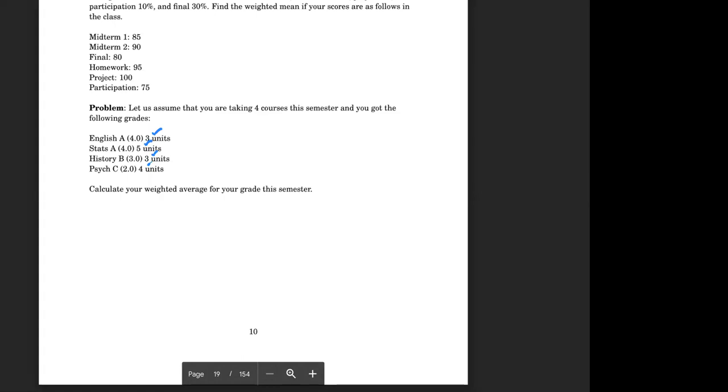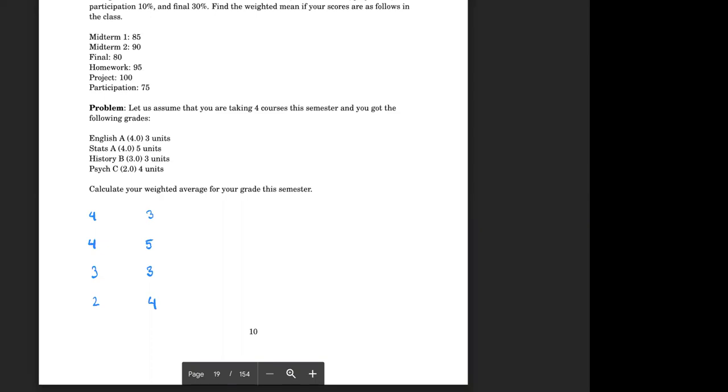So let me label these grades. A means you're getting 4 for English. For stats, you got 4 as well. For history, you get 3. For psych, you get 2. Okay, I'm going to write it here so that I have more space. 4, 4, 3, and 2. And these are your grades, and the units are 3 units, 5 units, 3 units, and 4 units.